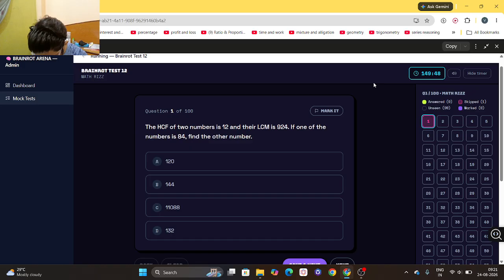HCF into LCM is equal to N1 into N2. 12 into 924 is equal to 84 into N2. So 12 into 924 upon 84 is equal to N2. 12 sevens, 7 ones are 7, 7 threes are 21, 2, 132.